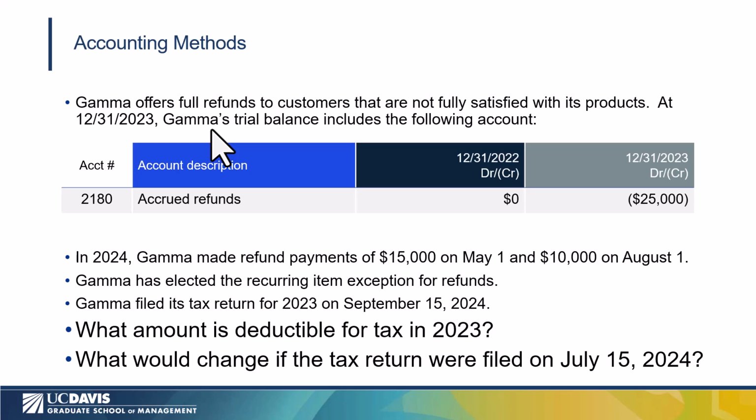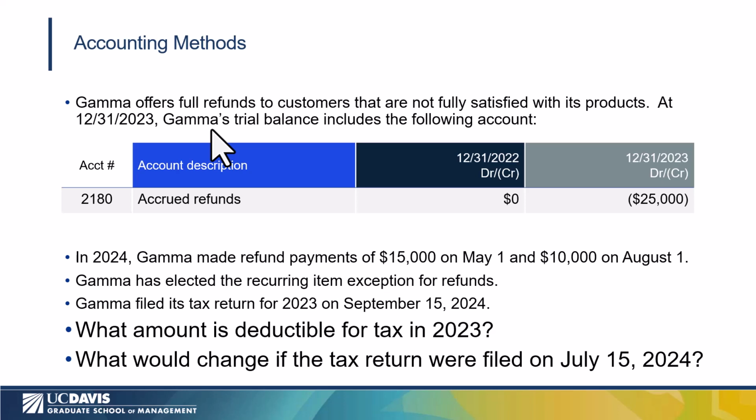Oh, but wait a second. Can I apply the recurring item exception? Okay, let's go ahead and make the election to apply the recurring item exception. Well, that means I made refund payments of $15,000 May 1st, $10,000 August 1st, and I didn't file the tax return until September 15th. So under the recurring item exception, did actual economic performance occur before the earlier of 8.5 months or the filing of that tax return? Well, yeah, because I paid it on May and August 1st. That's before 8.5 months. As a result, I can deduct all of that $25,000 accrual in 2023.